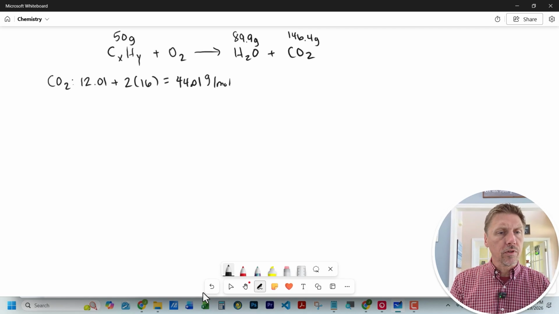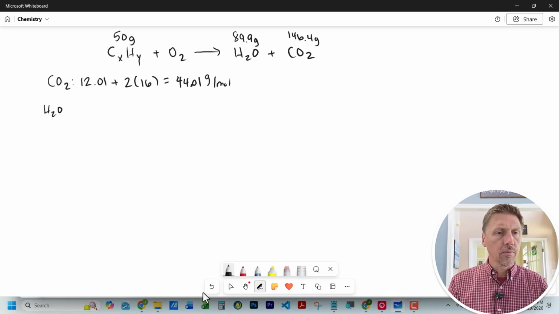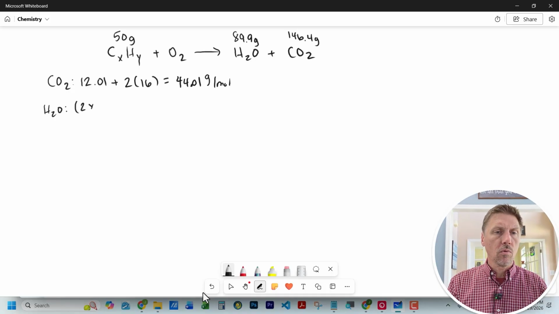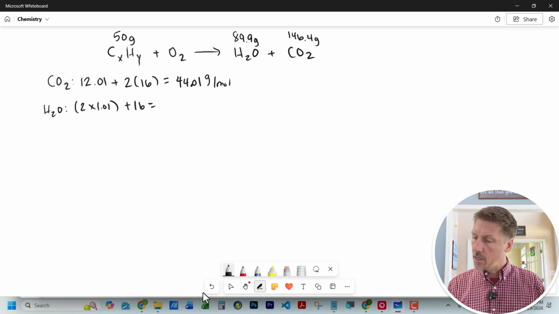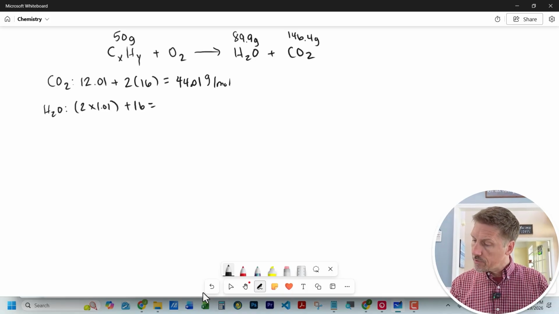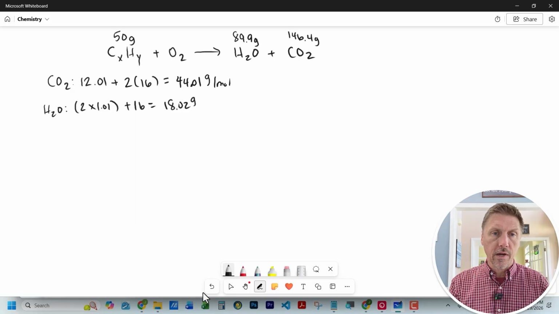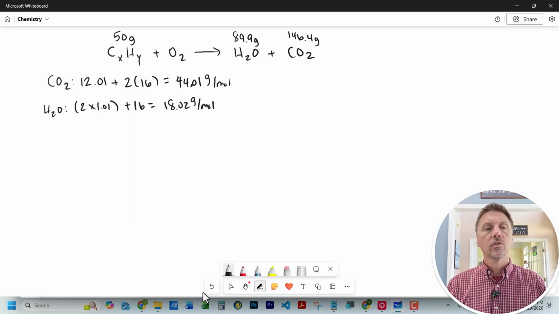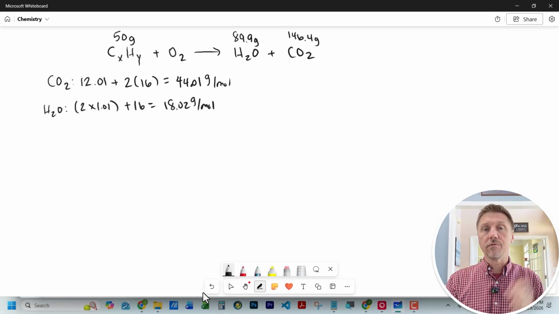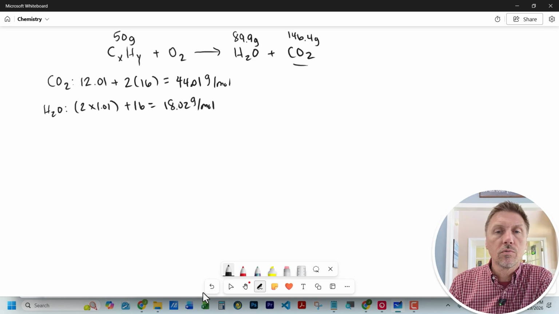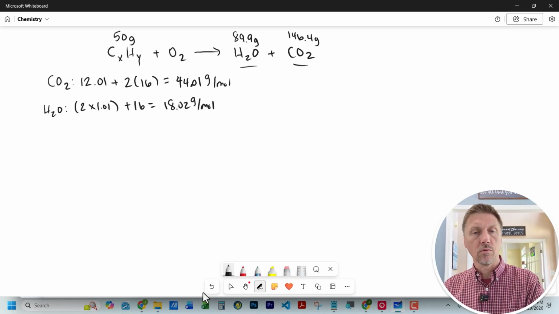Now, if we do the same thing for water, if we look that up on the periodic table, H is 1.01 as far as the atomic mass goes. So 2 times 1.01 plus 16, which is the atomic mass of oxygen. And for that one, we get 18.02 as our molar mass, right? So both of those should allow us to figure out how many moles of CO2 were produced and how many moles of H2O were produced.